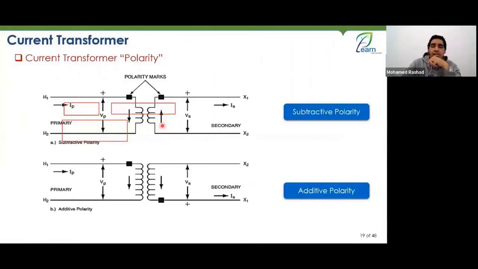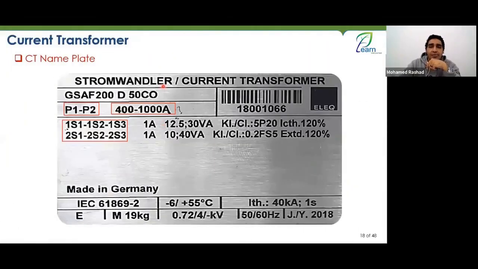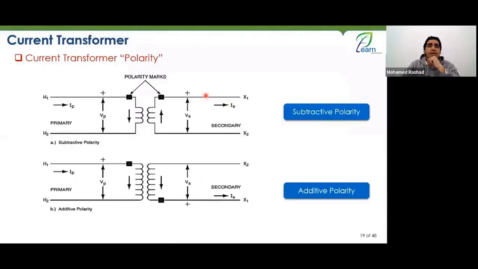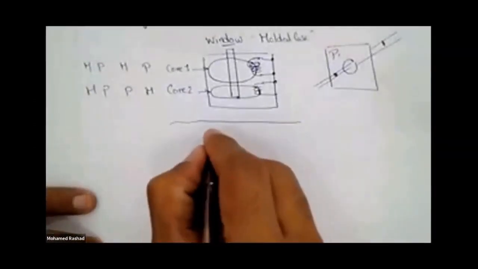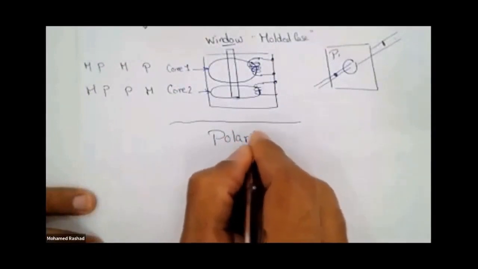I want to talk about the polarity of the current transformer. The idea here is very simple. There is something called polarity. What is it? You mentioned P1 and P2 and S1 and S2 and those things you told us about. Let me explain it to you, even though it's a bit extra, but I also want people to know it now. There are two types of polarity in the current transformer.